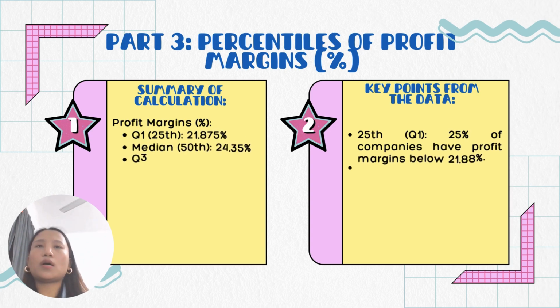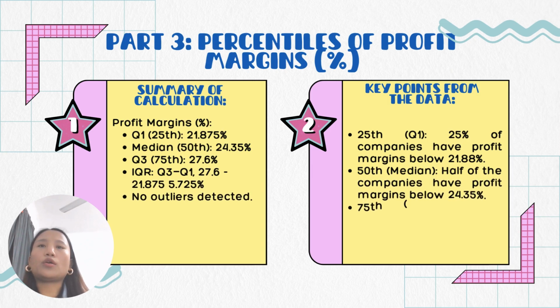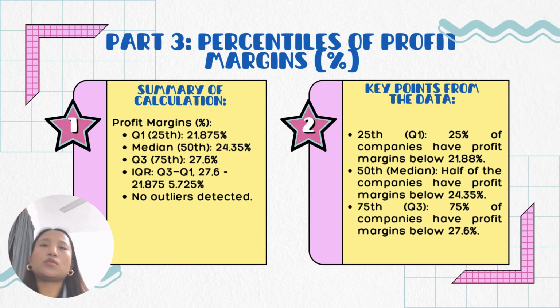As you can see from our summary of calculation, using the same calculation for percentile, we got Q1, the 25th percentile, at 21.875%, the median, which is the 50th percentile, 24.35%, and Q3, the 75th percentile, 27.6%. And the IQR, the interquartile range, by subtracting Q3 minus Q1, 27.6 minus 21.875, we got 5.725%. Since it is within the range, no outliers are detected.